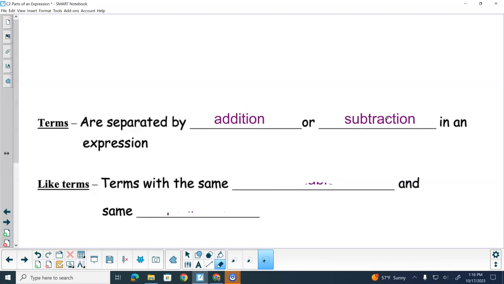We'll deal with like 3 of them coming up. Now, some of your terms may be called like terms. Like terms have the same variables, and the kicker here is this word right here, they have the same exponents.